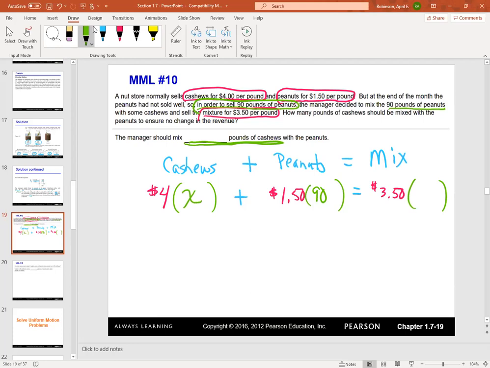So the question is, what goes over here? Well, isn't that how many pounds you have in your mixture? If you mix X pounds of cashews with 90 pounds of peanuts, wouldn't that be X plus 90 pounds of a mixture? That's my equation.